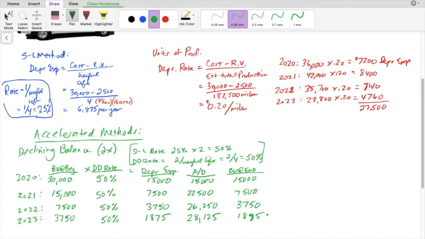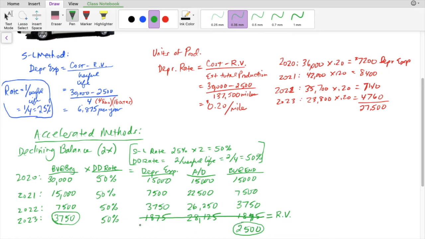But I have a slight problem, because this book value at the end needs to equal my residual value. My residual value is $2,500. So I can't follow the rules in this last year. What do I need to do? Well, I know that I need to have a residual value of $2,500. That needs to be my book value at the end of the year. I've accumulated $26,250. My book value starting the year is $3,750. My book value at the end of the year needs to be $2,500.